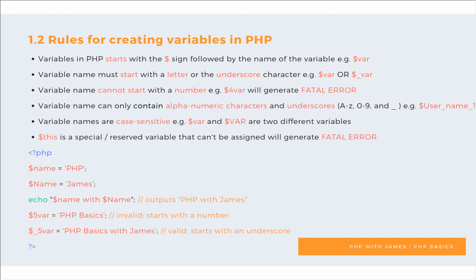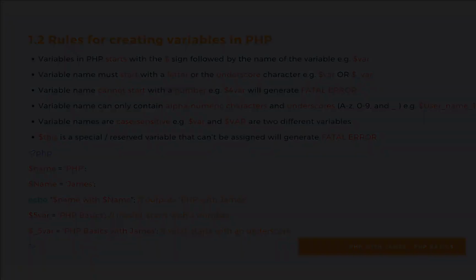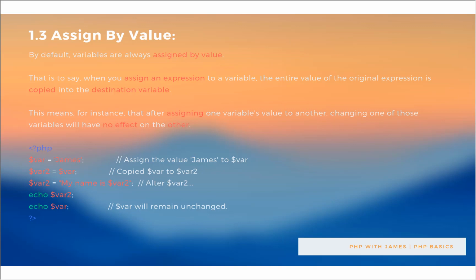On the fourth line we have $5var equals to PHP basics. You can see that it's clearly invalid because it starts with a number, so we cannot use variables this way. On the last line we have $_5var, the same variable but we just include an underscore. So you can see that this is valid because it starts with an underscore. Moving on, we have assign by value, like how many ways we can assign values to variables in PHP.